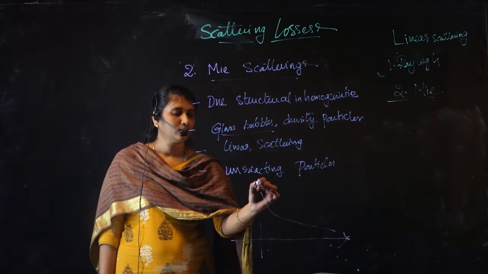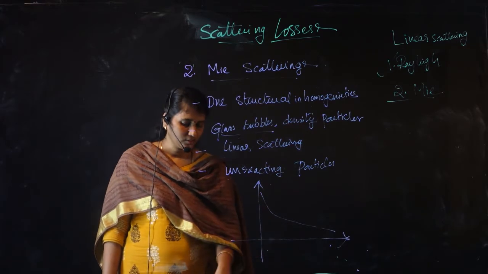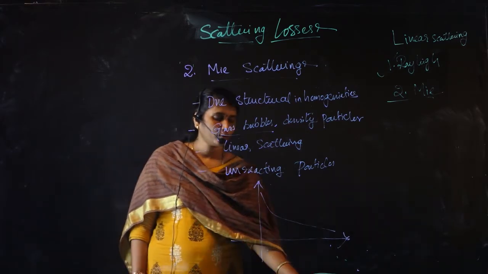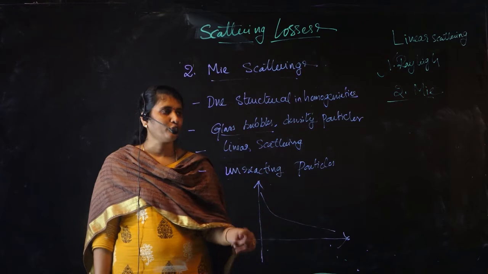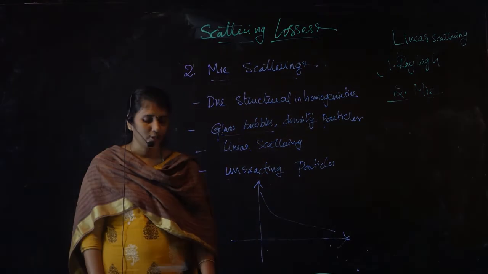According to the wavelength, it is lambda power minus 4, and the relation shows a graph of this format for the scattering losses.